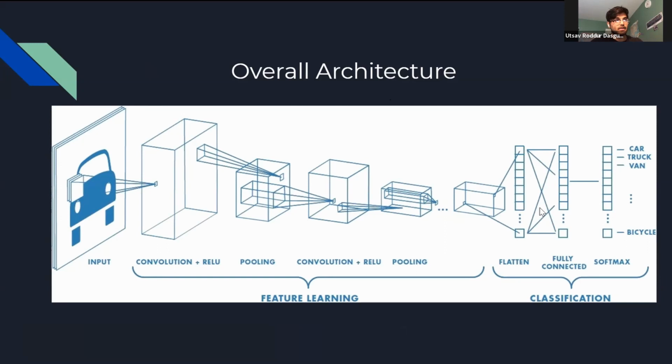And then you take that vectorized layer and feed it into a fully connected layer. And here, this would be the layer that has softmax as the activation, and you get these output probabilities for, is it a car, is it a truck, is it a van, etc. So are there any questions about the overall architecture of a CNN?